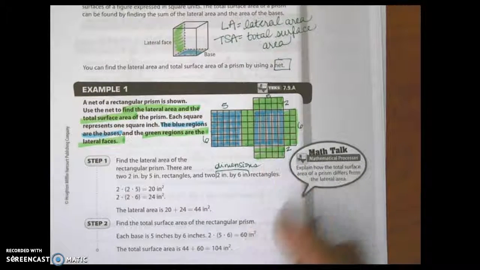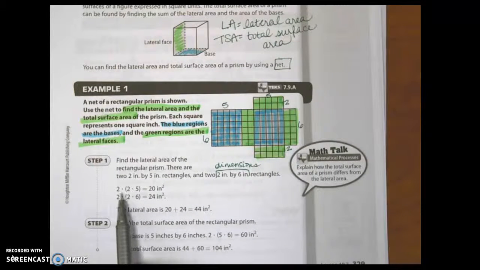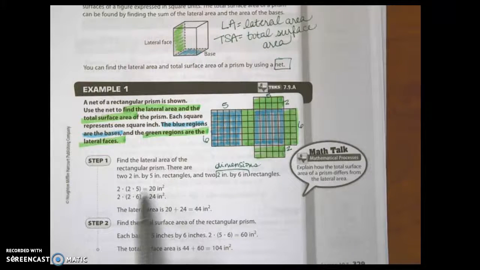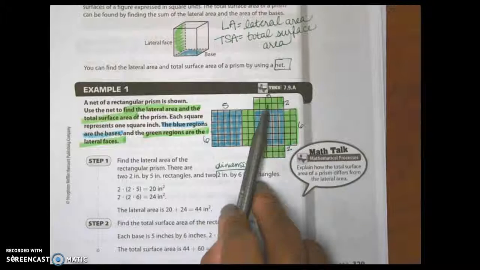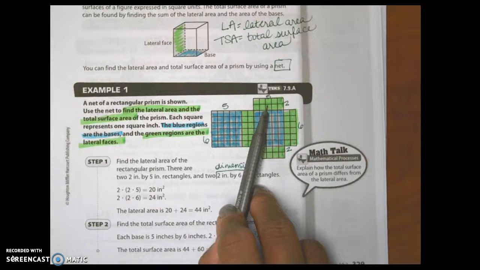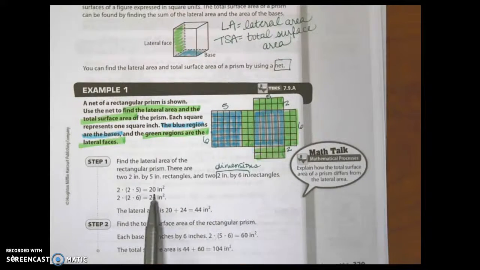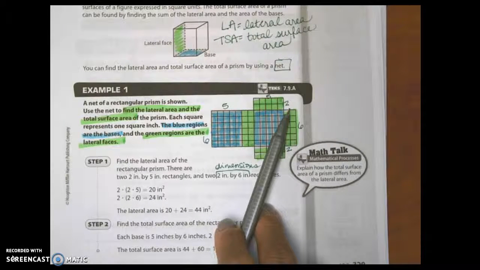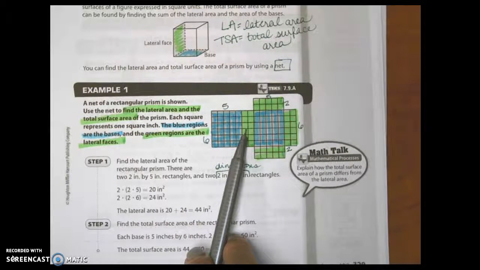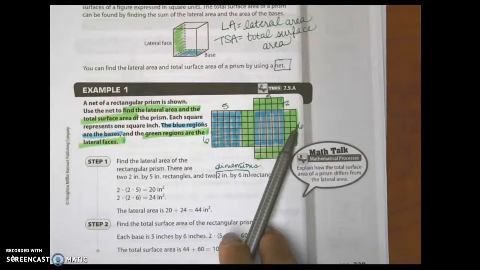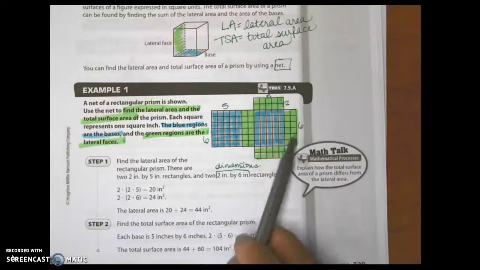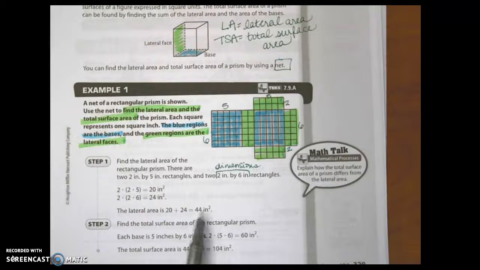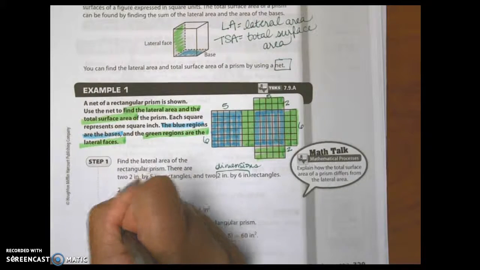Okay, so they took 2 of the 2 by 5 rectangles. That's here. What's 2 times 5? 10. What's 2 times 5 again? What's 10 plus 10? 20. That's where they got that from. 2 by 6, 12. 2 by 6 again, 12 plus 12. That's where this 24 came from. Now they're adding all of the green rectangles and they get 44. This is my lateral area.